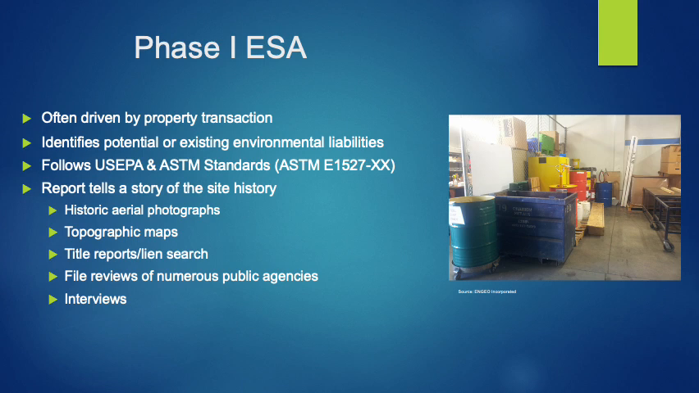Preparers typically consult such records as aerial photographs, topographic maps, title reports, environmental lien searches. They also contact numerous local, state, and federal public agencies to review files of any records of materials that may have been stored or used in such a manner where environmental impacts exist. Interviews are also performed with key site managers and owners of the property to determine if, in fact, there were uses in the past where environmental impacts may have come about.